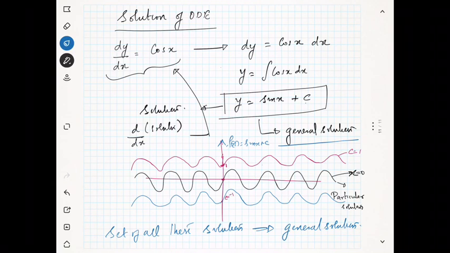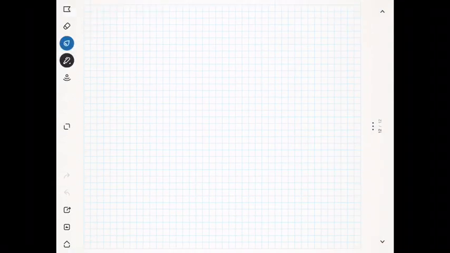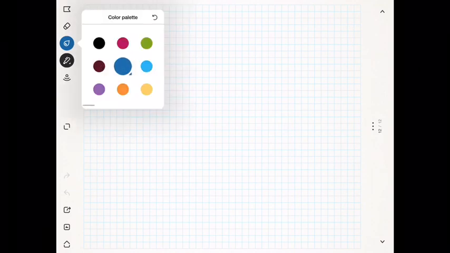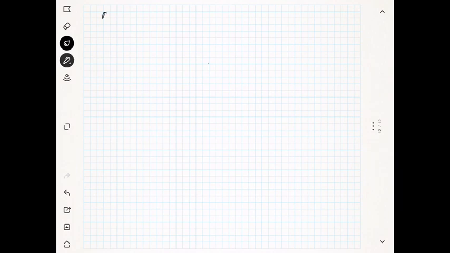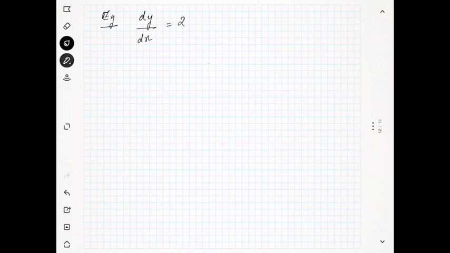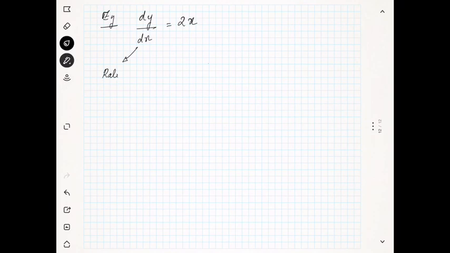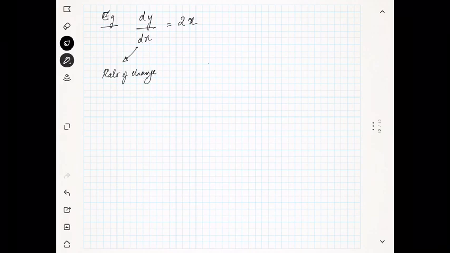Now let us consider another example. I will give you more physical meaning of the differential equation, so we will get more idea regarding the physical meaning of the differential equation. Consider dy over dx equal to 2x. So what do you mean by dy by dx? Dy by dx is nothing but the rate of change, or you can say it is the slope of the curve.